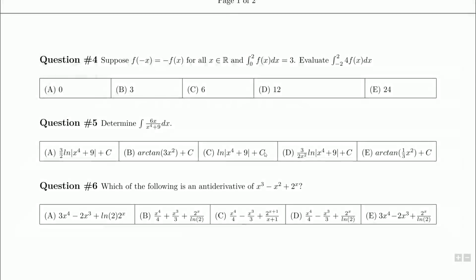Hello everybody and welcome back. We're on question number 5, which in my opinion is probably the hardest one on here. It's very prone to errors and those sort of substitution mistakes where it's a common mistake.